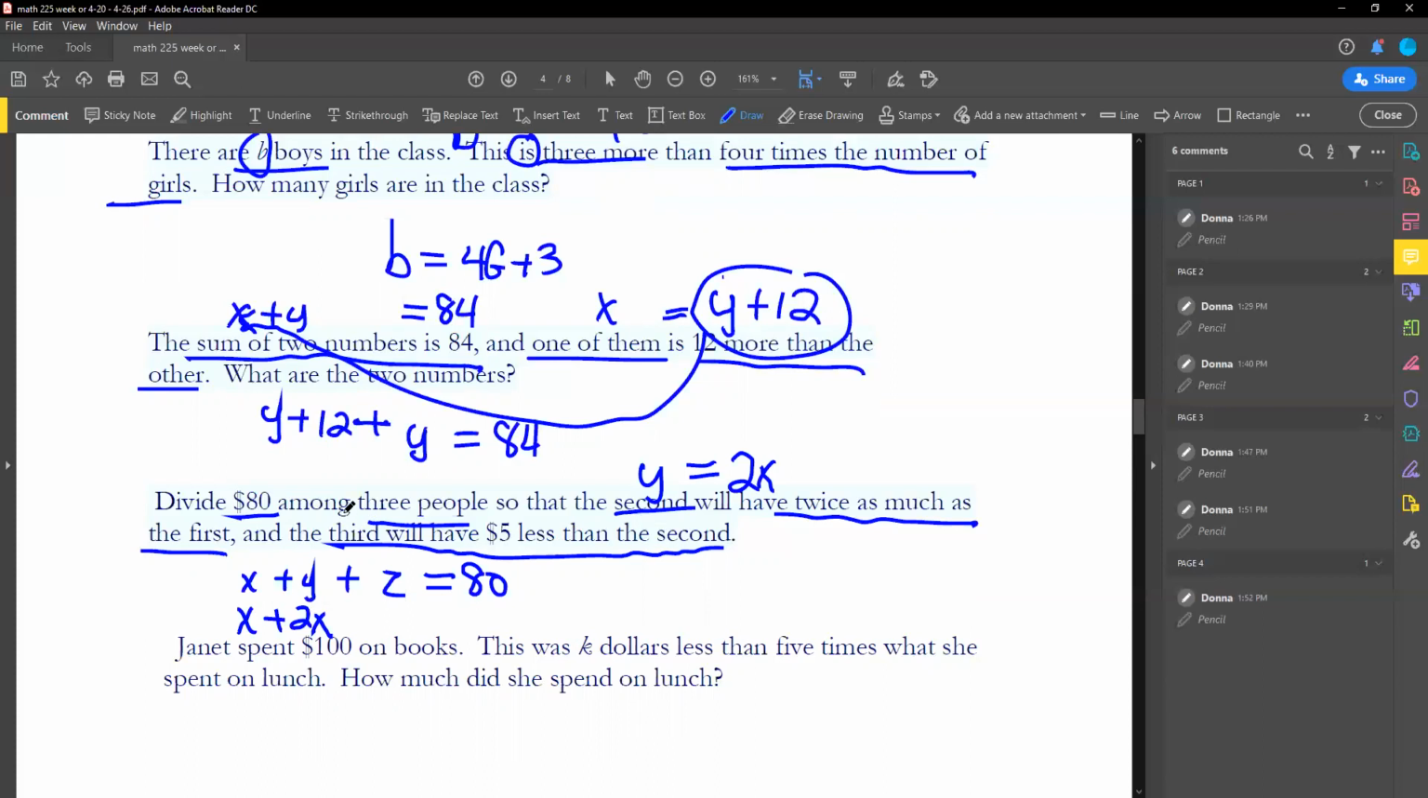And the third, that's Z, equals $5 less than the second. So that would be $5 less than means subtract, the second's Y, so it's Y minus 5, right? But if I want to get it all in terms of one variable, you know that Y equals 2x, so that's going to go in there. So I know that Z equals 2x minus 5, so that's going to go in right there.